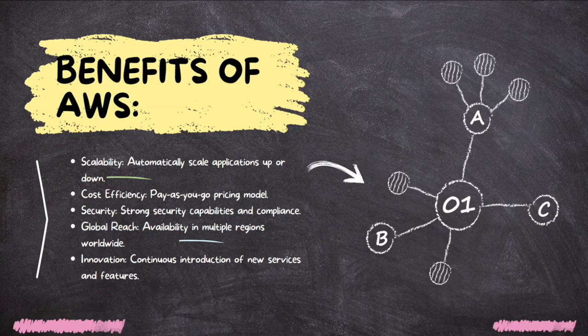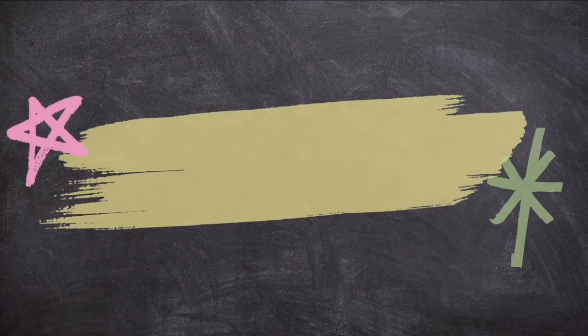Then we have security, which provides strong security capabilities and also compliance. Global reach means availability in multiple regions worldwide. There are a couple of regions that still do not have AWS, but you will be able to get the benefit of AWS from anywhere in the world. Then we have innovation, which is the continuous introduction of new services and features.